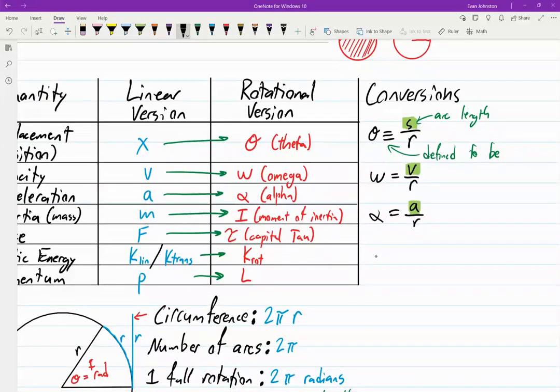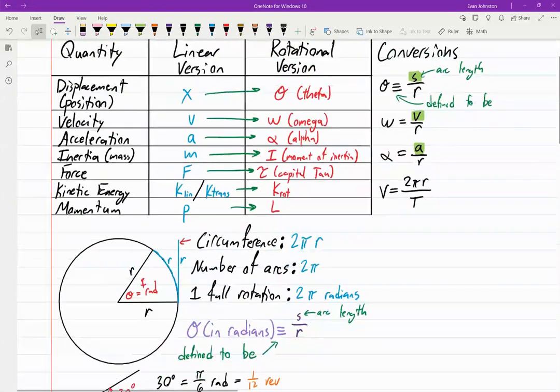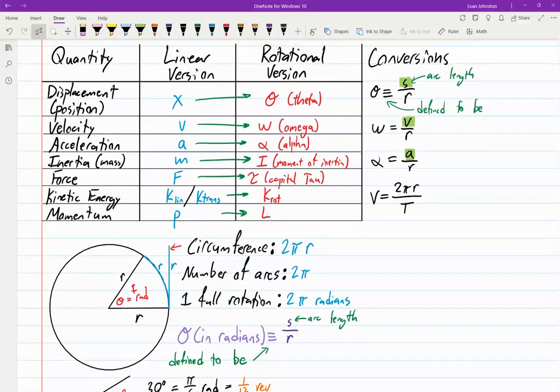And maybe just one little throwback from our circular motion unit: velocity is distance over time. But since we're traveling around circles now, 2 pi r is going to be our distance, and our time is going to be the period, the time to go around once. So take a breath, pause the video. Hopefully that makes sense thus far.